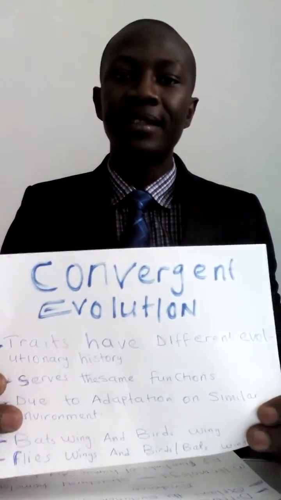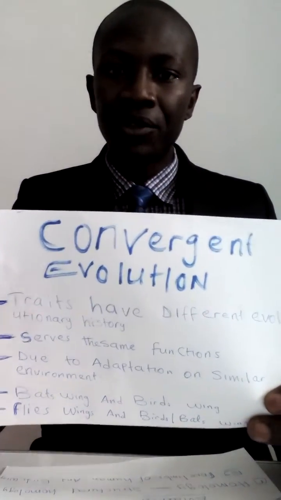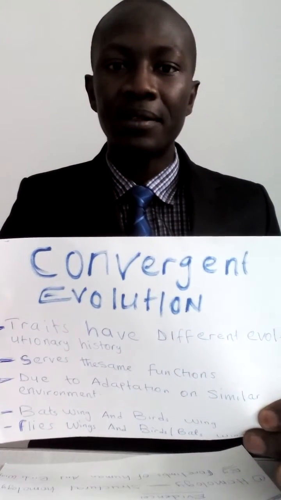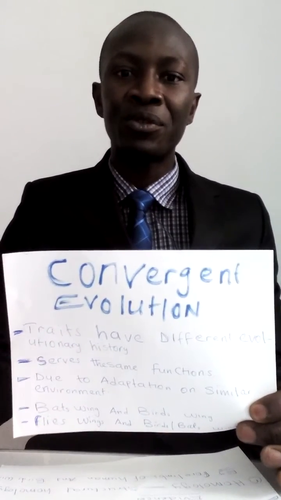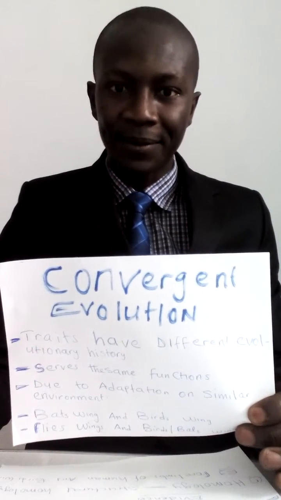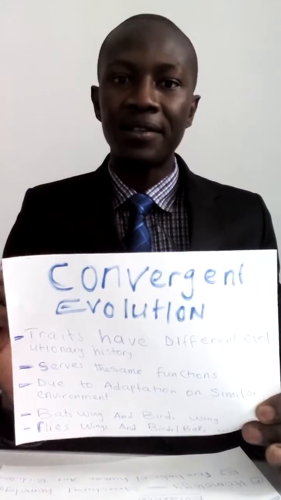Now, let's talk about what we mean by convergent evolution. Convergent evolution is quite different from divergent evolution. When we say convergent evolution, here we mean evolution where the traits have similar or the same functions, but that same function does not mean that those two traits arise from a common ancestor. What it tells us is those two traits have similar functions simply because they were adapted to similar environmental conditions. And as a result of that, they all evolved to have similar functions.